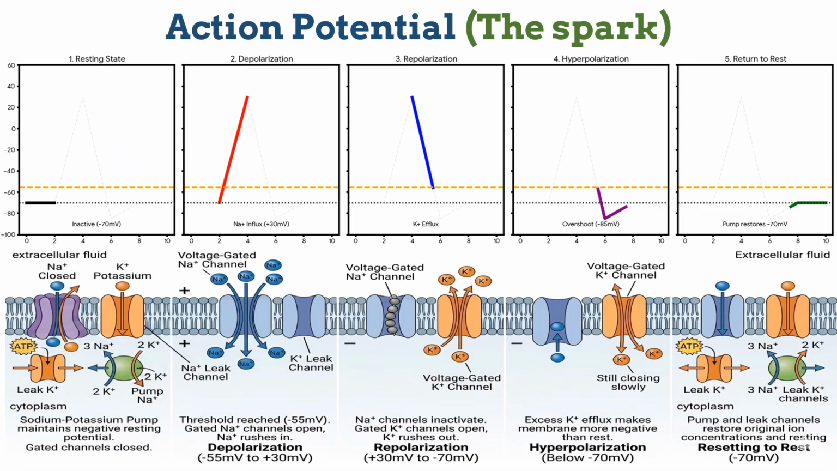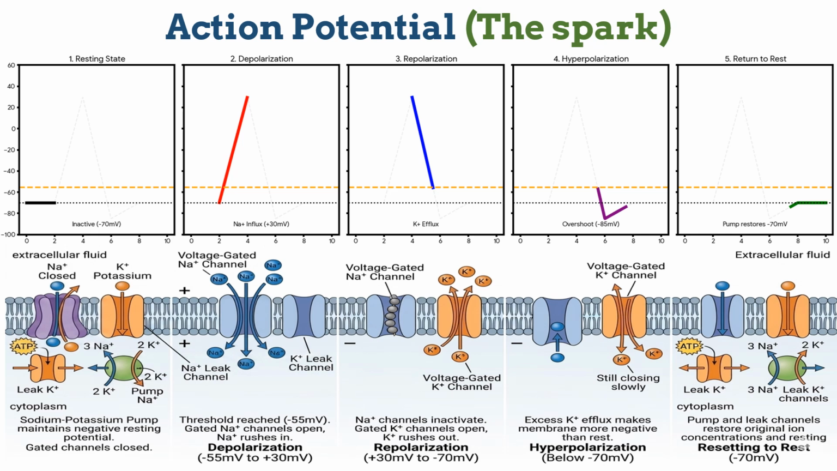Before diving into the heart's special rhythms, it is useful to study the classic action potential as seen in a neuron because the heart uses the same fundamental principles. An action potential is the fundamental electrochemical spark or impulse that allows neurons to communicate. The action potential occurs through a precise sequence of ion channel activity.